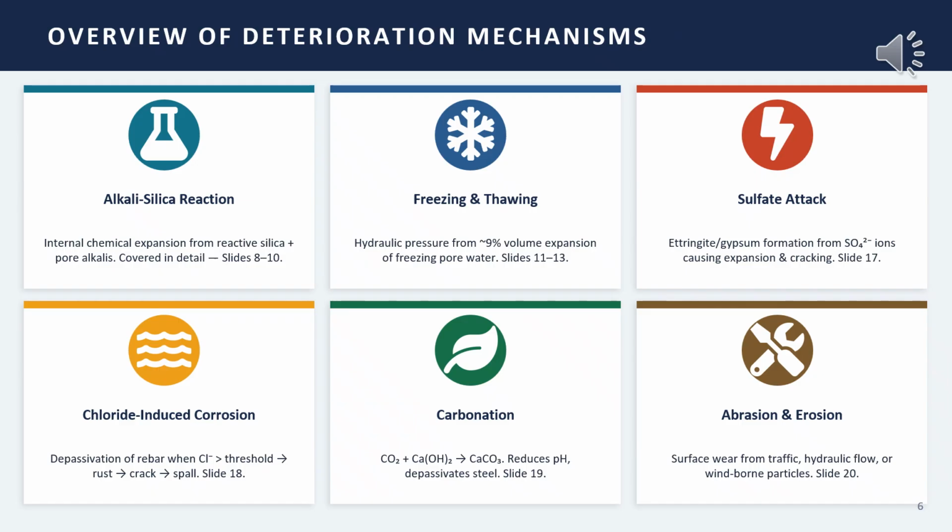So, before we discuss the individual mechanism, let me give you the landscape. There are six major categories of concrete deterioration. Think of them in two groups. The first three, I mean alkali corrosion, freezing and thawing, and sulfate effect, are primarily mechanical in their end result. They cause expansion, cracking, and loss of structural integrity from within.